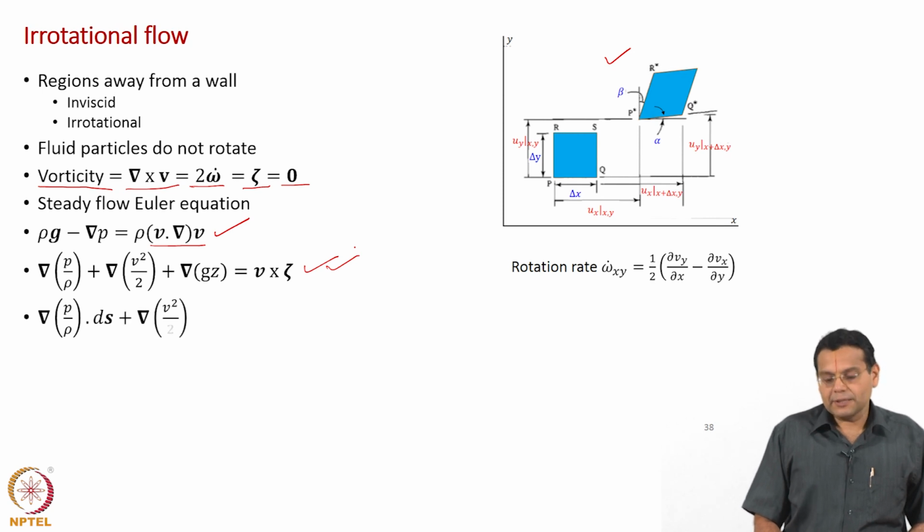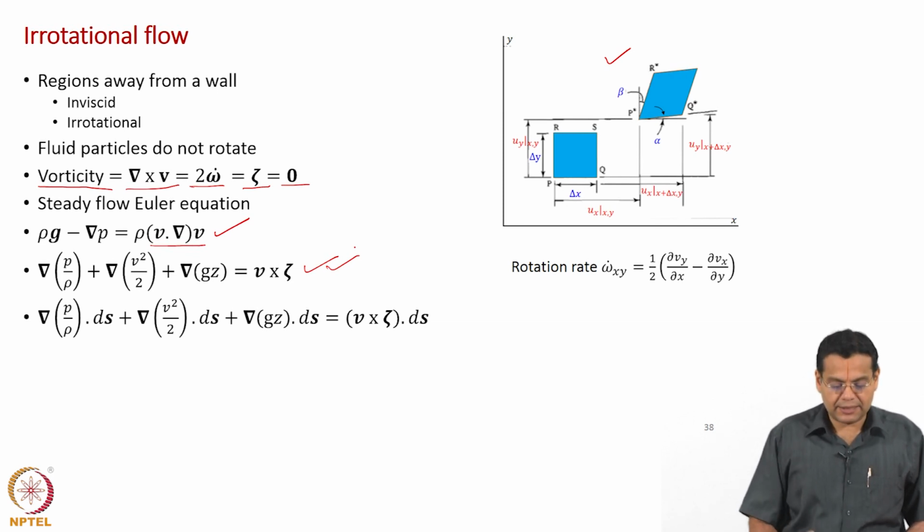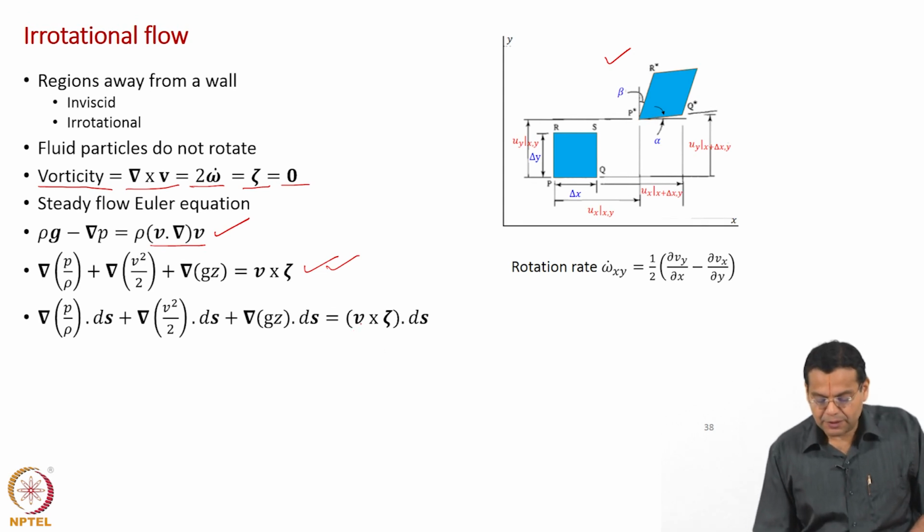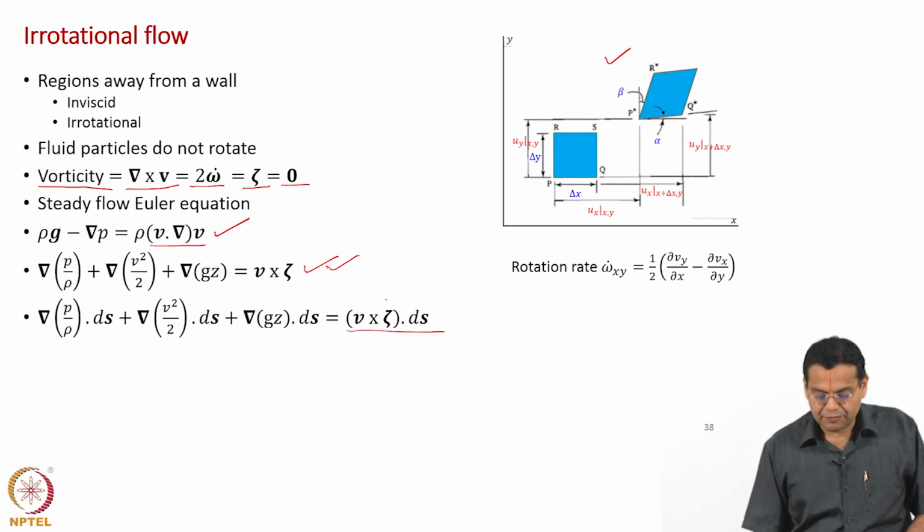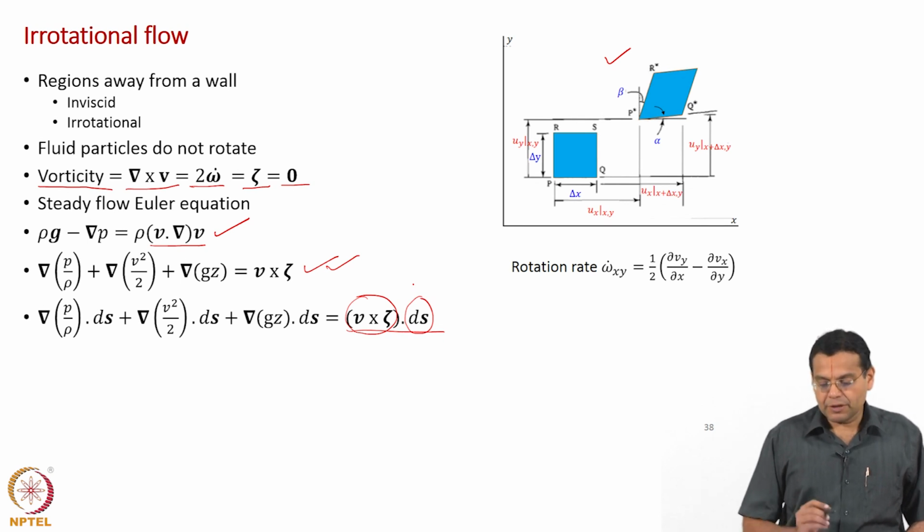Now, what we did next was take a small differential length along the streamline and take a dot product of the right hand side and the left hand side with that differential vector ds. Now, why did we do that? Our idea was to make the right hand side 0, because the vector v cross vorticity and the ds vector are perpendicular to each other. We took a small differential length along the streamline and took a dot product so that the right hand side is 0.